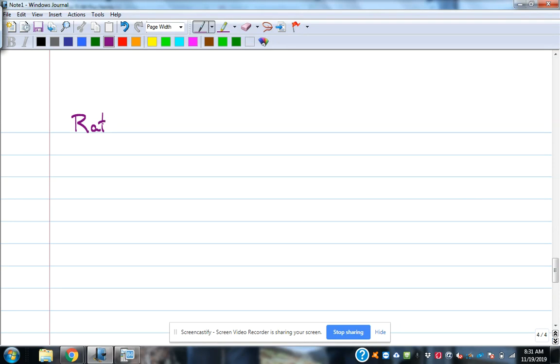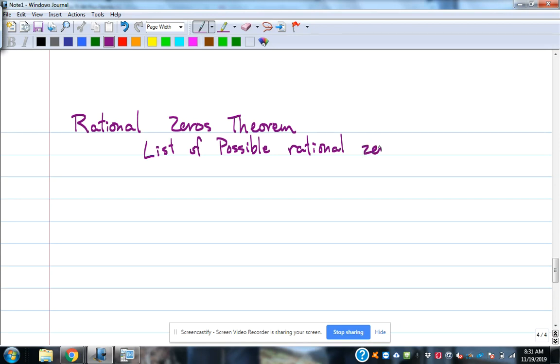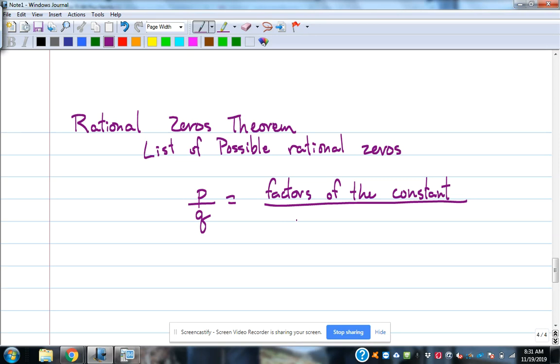So the rational zeros theorem is what gets us there. Okay, the rational zeros theorem. It says the list of possible rational zeros. What does it mean to be a rational number? It can be written as a fraction. We'll use P and Q to represent that. P over Q. The top part, the P, are the factors of the constant from that polynomial. The bottom part, the Q, is going to be the factors of the leading coefficient.